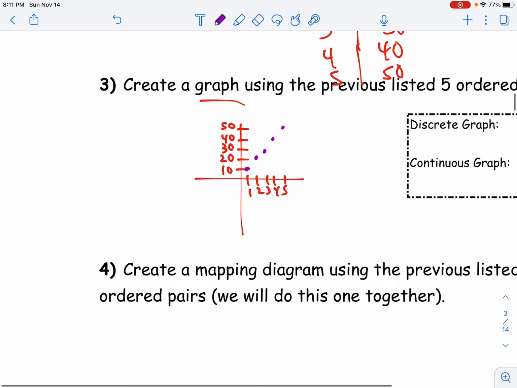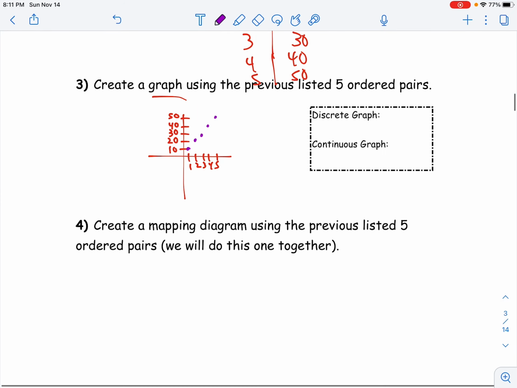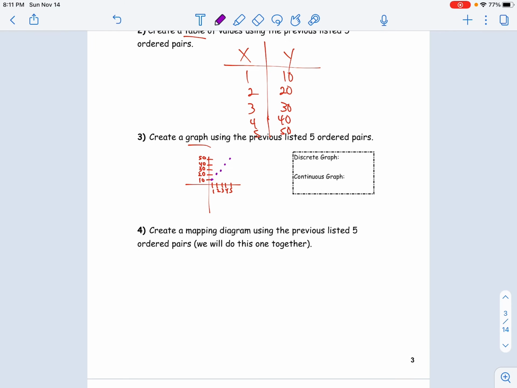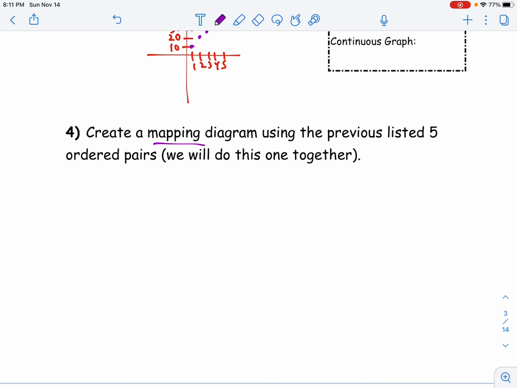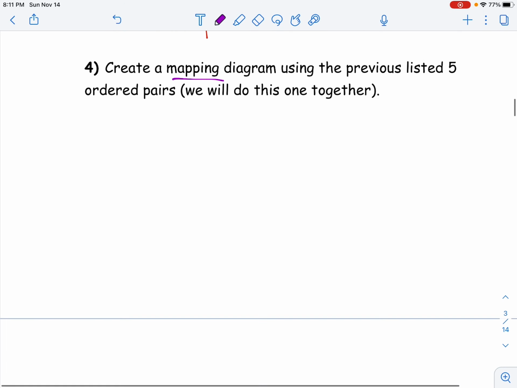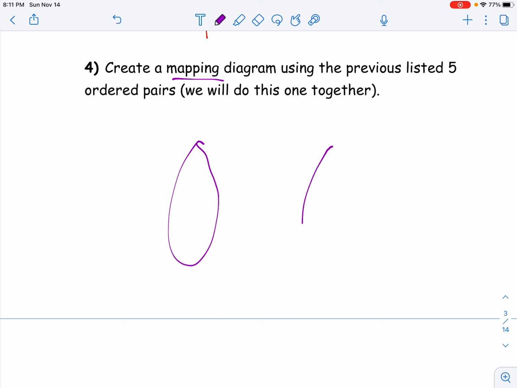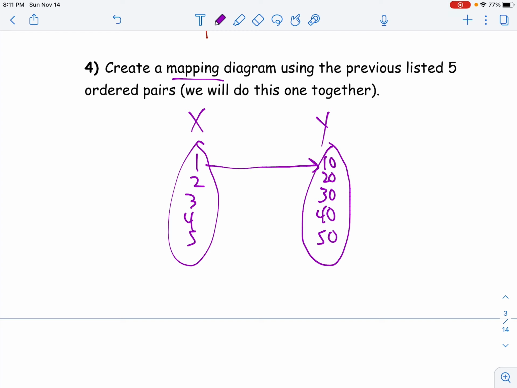That is our graph. And then the last thing you will see in this lesson is called a mapping. A mapping is very simple. It's kind of like a table, except you have arrows. So like all the x's are here, all the y's are here. So the x's are 1, 2, 3, 4, and 5. The y's are 10, 20, 30, 40, and 50. And then you use arrows. So 1 goes with 10, 2 goes with 20, 3 goes with 30, 4 goes with 40, and 5 goes with 50. And that is your mapping.